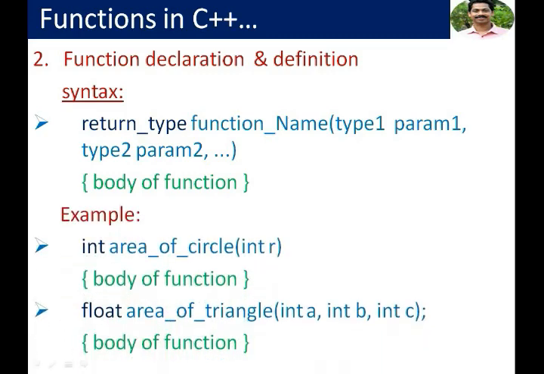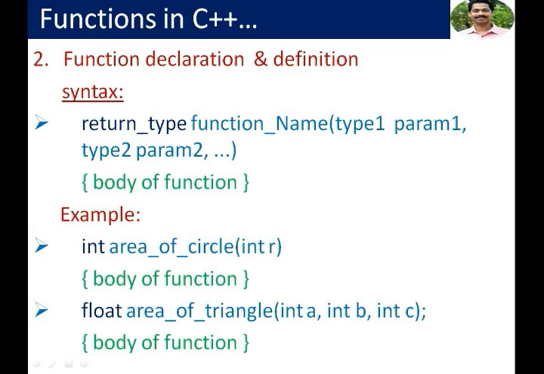So here is a simple example, int area of circle int r. See the difference here, variable name is mentioned as formal parameter. Here from the name of the function it is very clear that this function is used to find the area of a circle with radius r as parameter.